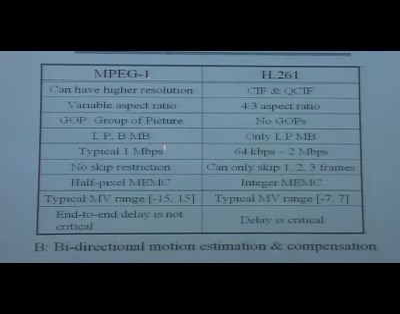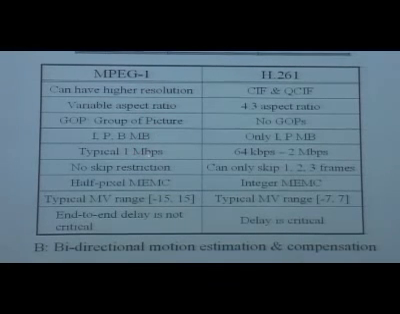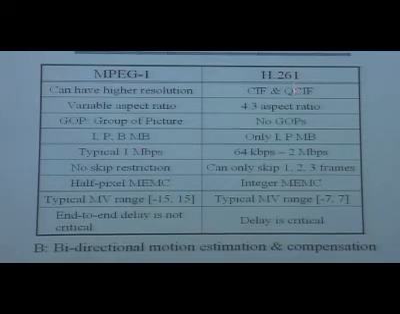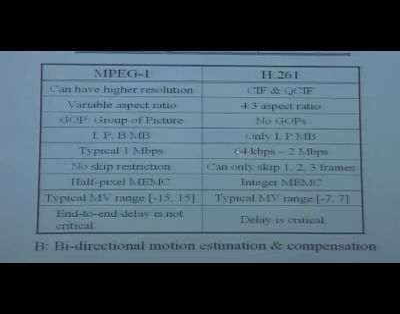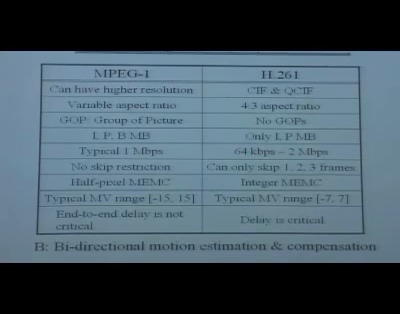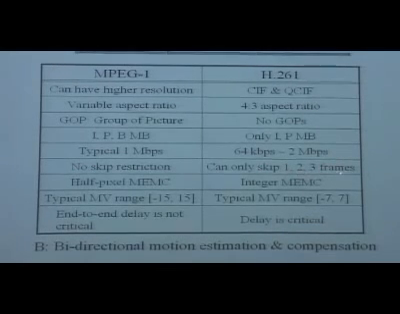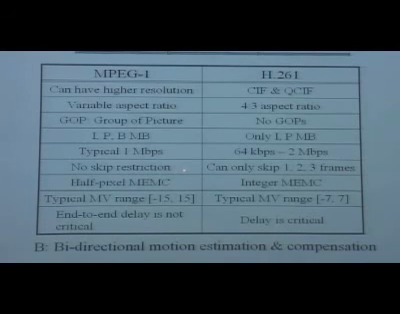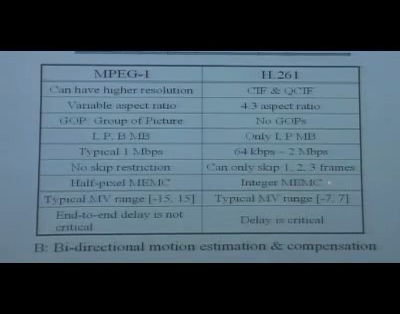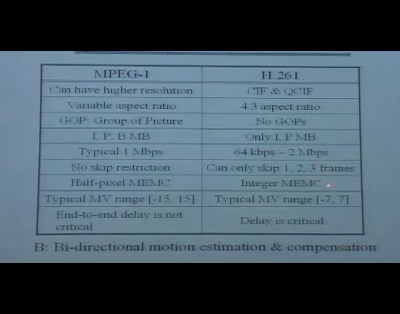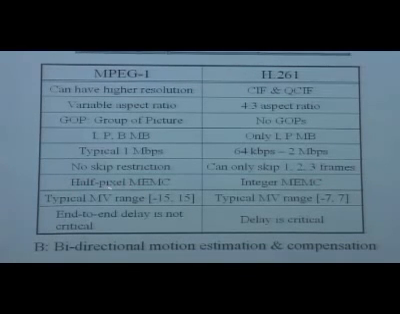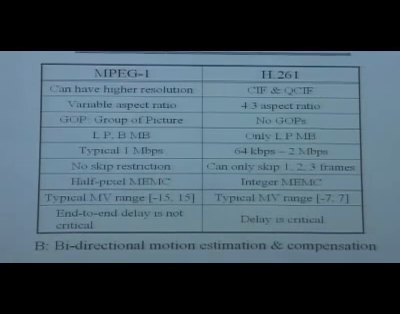The target bit rate for MPEG is around 1 megabit per second. This is, as I said before, 64 to 1.9. You can only skip 1 frame or 2 frames or 3 frames over here. There's no restriction over there. This one used integer motion estimation, motion compensation, and the other used half pixel motion estimation, motion compensation.